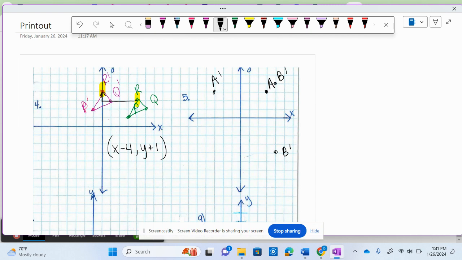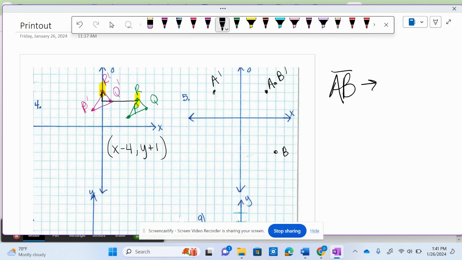Okay, so when I first looked at this shape, do you guys see the bar that's over the top of AB? It says, which of the following transformations maps? What does that bar over AB stand for? It means segment. Okay. So I need to make a segment.